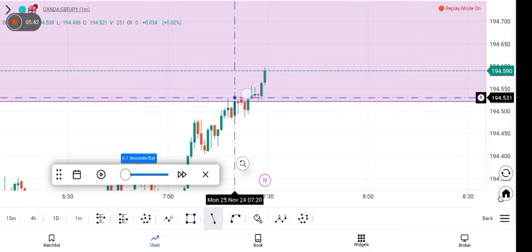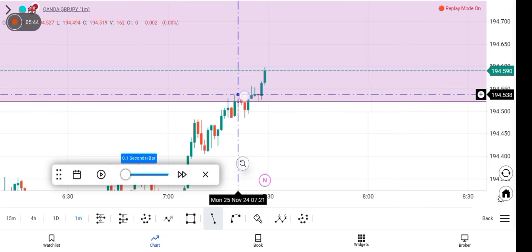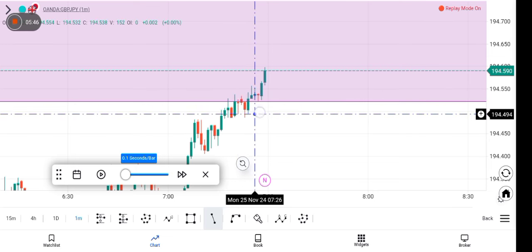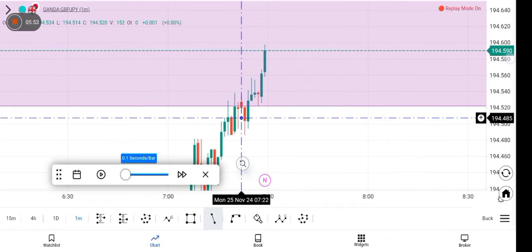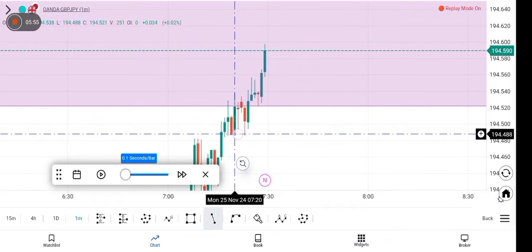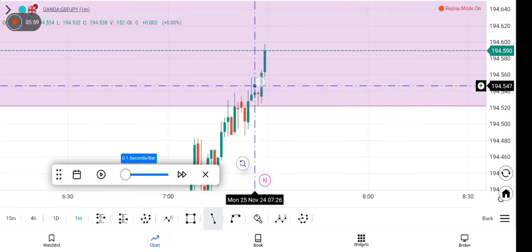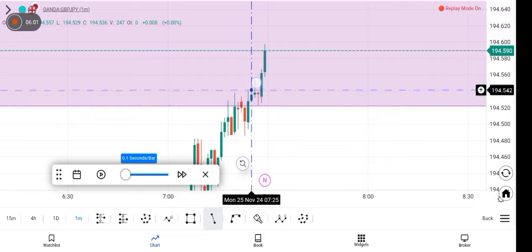Then we have another push again, another green candle. Then we have these two bearish candles. Now the third bearish candle took out this green candle's low, which means this is a valid pullback. Let me show you, it took out the low here, which means that is a valid pullback. Then it went up, which means this is now our low, this is now our high.